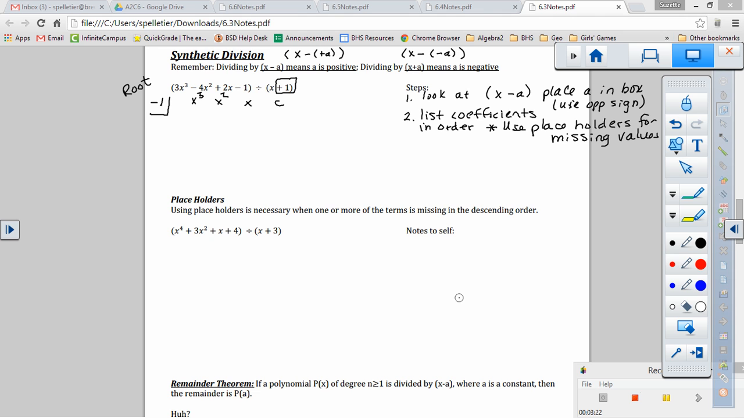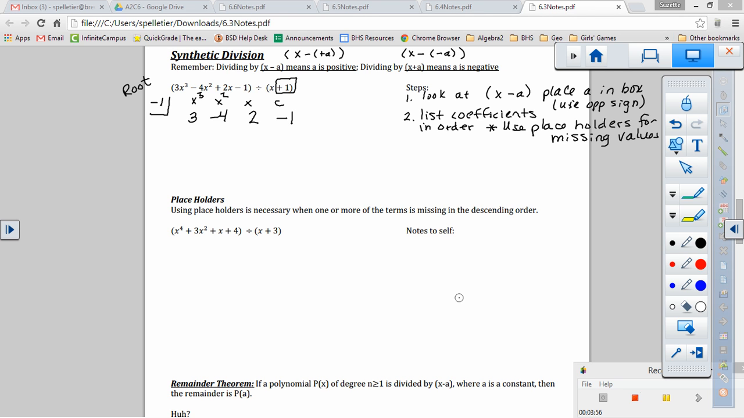Sometimes when you're looking at these examples, you're going to have something missing. The next example will be where we need to place a placeholder in. So you'll have this first example, just how to do the problem. Then the second example will be what do you do when you're missing something and you need to use that placeholder. This is a strategy I use, listing this at the top, and then I don't forget. So the coefficient for my x to the third term is 3. My x squared term is negative 4, then 2, and then negative 1. The signs go with the coefficients. We don't need the variables. I just use them as my column places, so I know where I'm putting stuff.